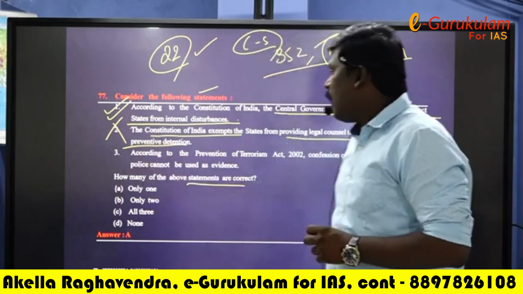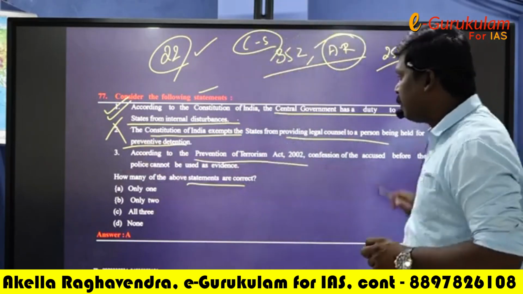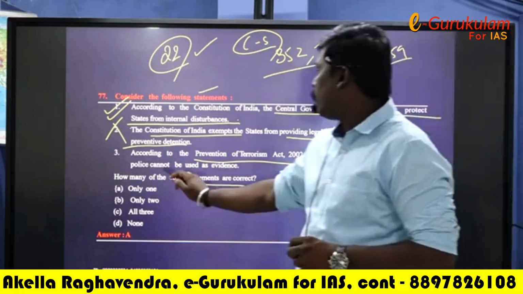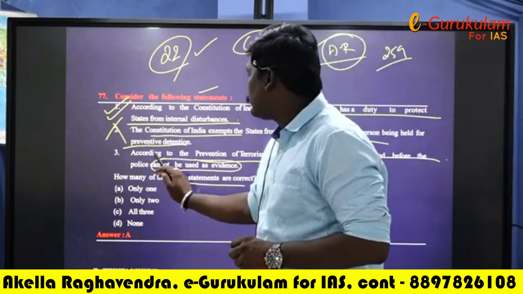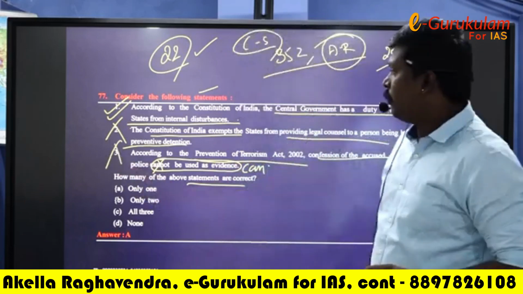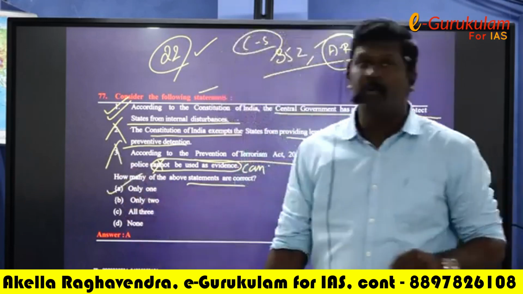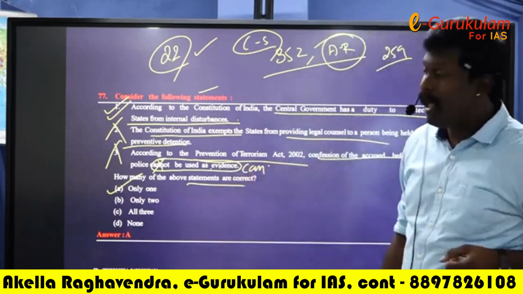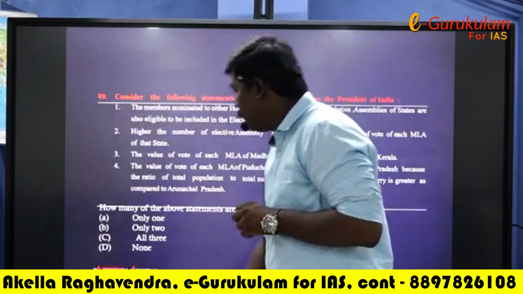So this is wrong. According to the POTA Act, Prevention of Terrorism Act of 2000, confession of the accused before police cannot be used as evidence. This is wrong. It can be used as evidence. Even this is also wrong. So the answer is A. Only one is correct because it can be used as evidence. This was a modified version of the Act, the POTA Act. Very important again. Next question.